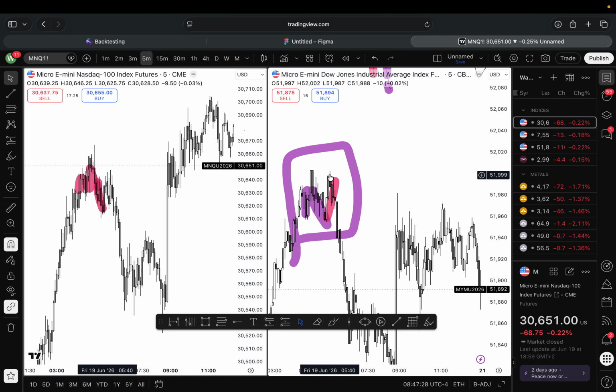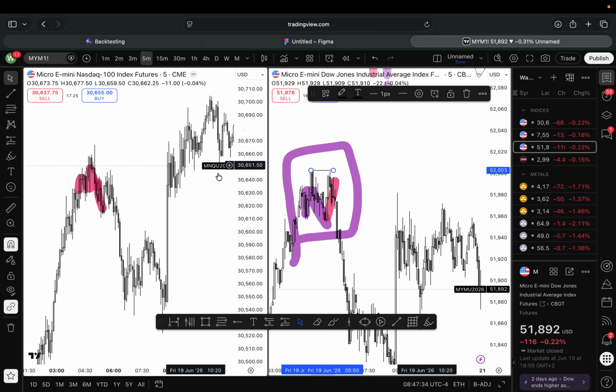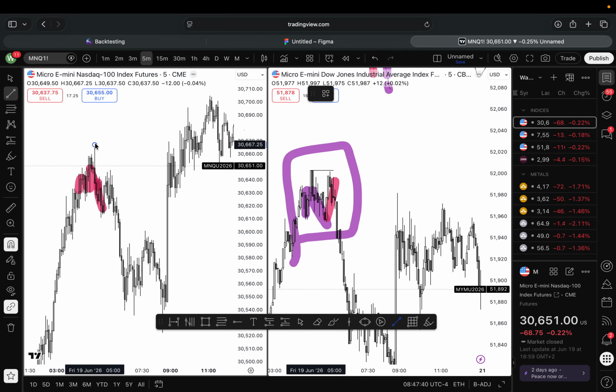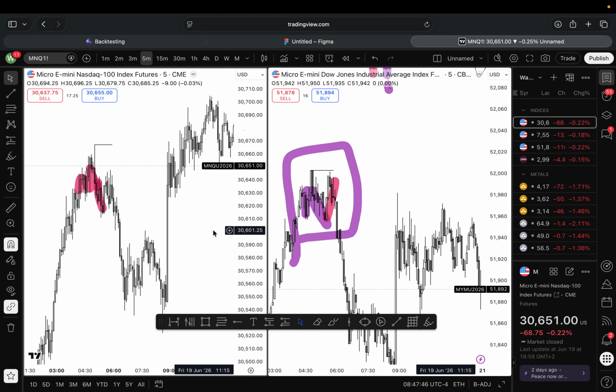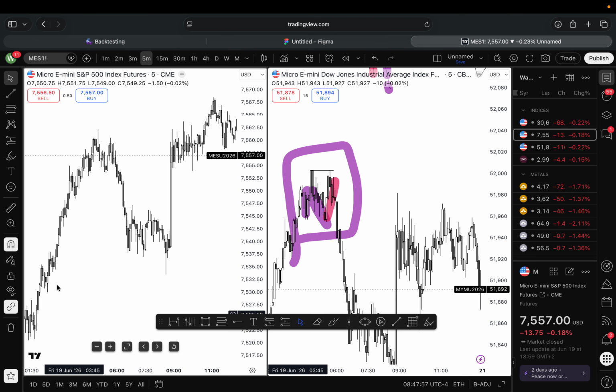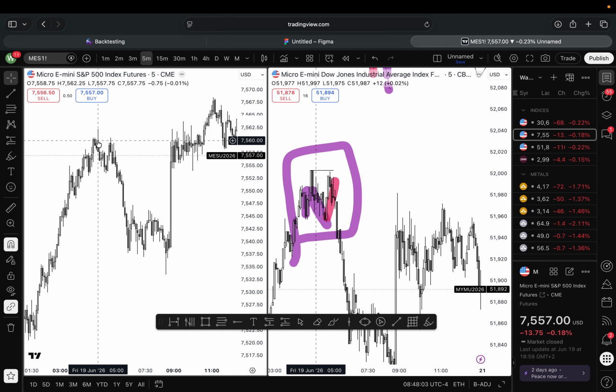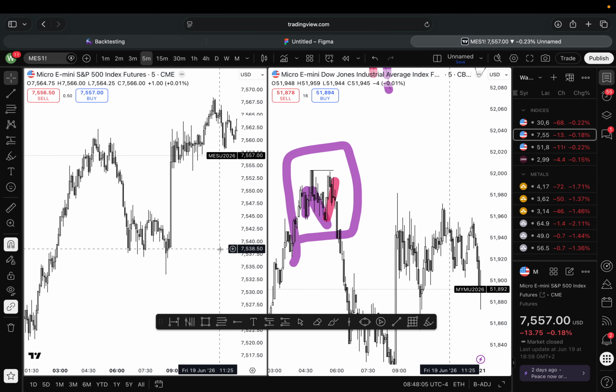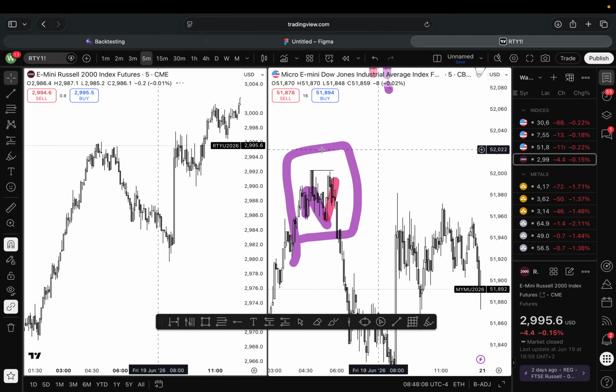So now we need to look for our manipulation, right? But YM doesn't take out the high, sorry, neither does NQ. So what that means is we need to look for another asset that takes out this high, right? So we're going to look at ES. Let's see if ES takes out the same high, okay? So ES does not, right? So now our last chance is Russell.